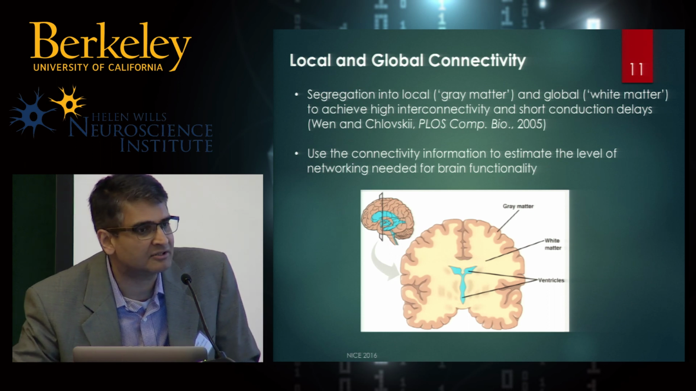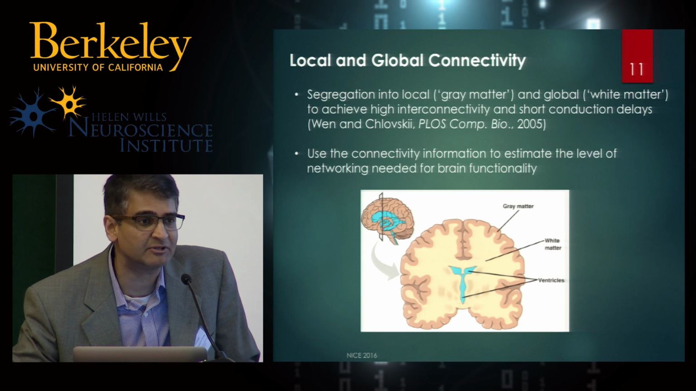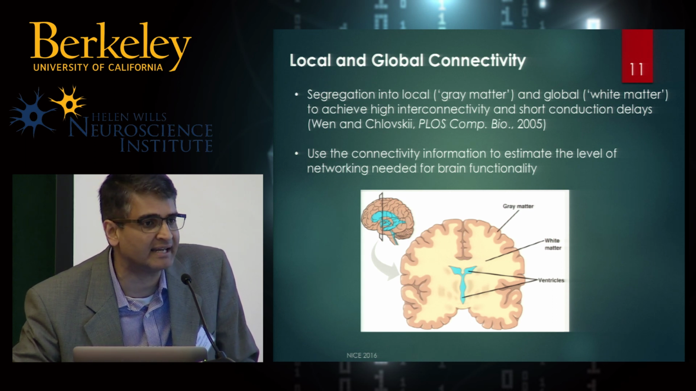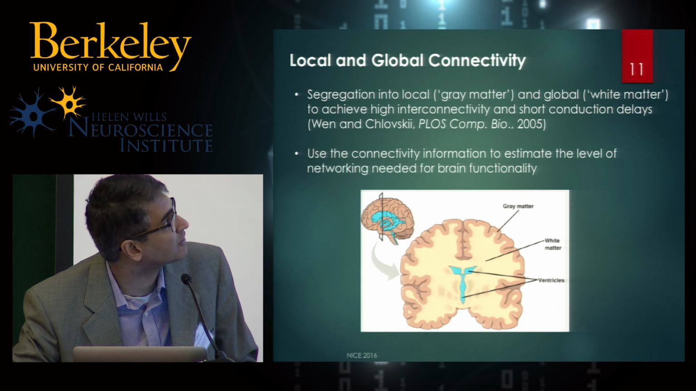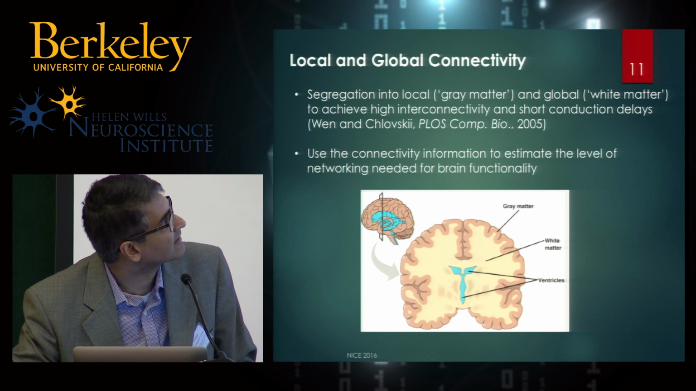So in order to look at the connectivity, it's well known and was discussed in some of the talks yesterday that the brain has a very natural way of segregating itself into local connectivity, which is called gray matter, and global connectivity, white matter. And this is done, we think, in order to achieve very high interconnectivity within the brain, yet short conduction delays. There's a nice paper here that talks about this.